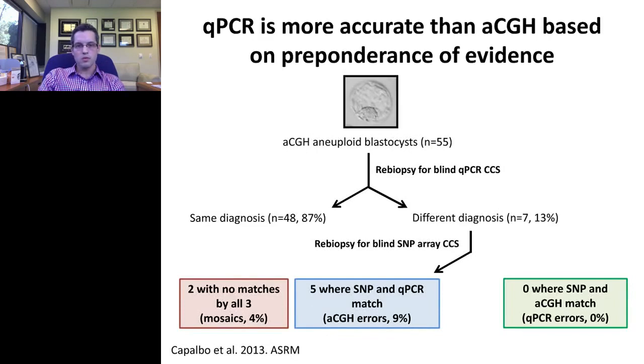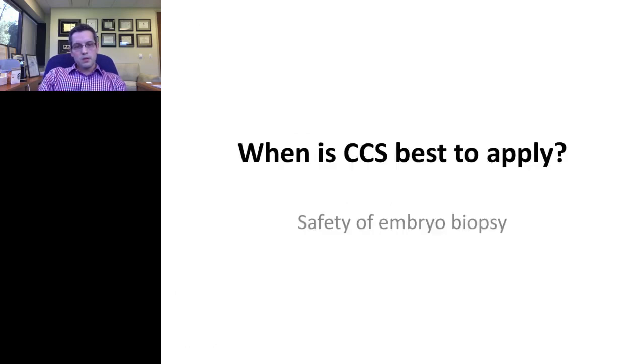And again, of course, 0 cases where the SNP and the aCGH matched, indicating a significantly smaller error rate from qPCR compared to aCGH. So I've talked a little bit about some preclinical validation, looking at safety by evaluating the actual negative predictive value for clinical outcomes.